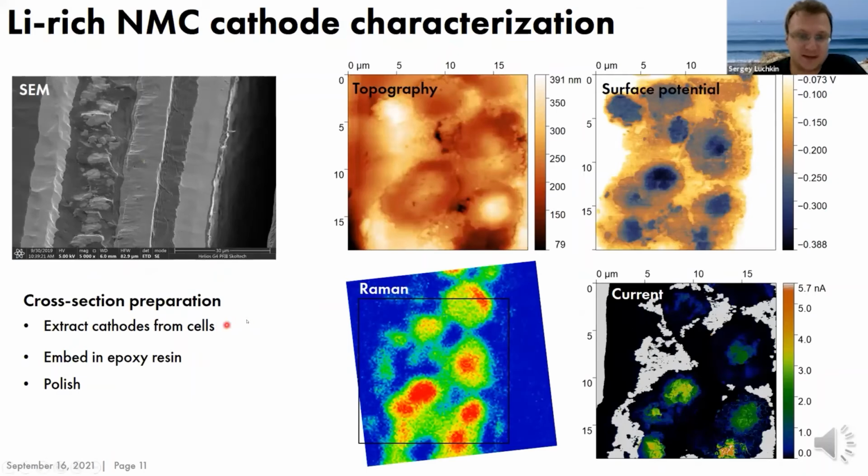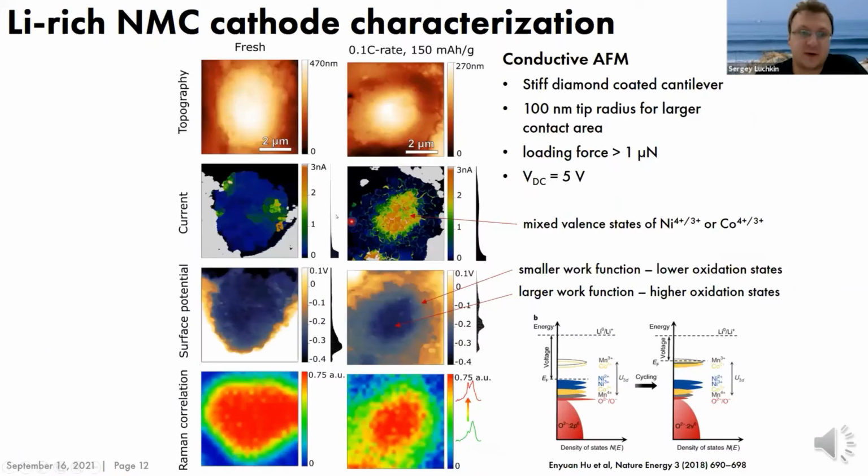So we disassembled these cells, extracted cathodes, washed them, embedded in epoxy and polished, prepared cross sections, and characterized them by atomic force microscopy and Raman microscopy. Here you can see examples of AFM topography, surface potential, conductive AFM, and the Raman chemical map, which correlate quite nicely. And here is a comparison of fresh and partially activated samples of overlithiated lithium-rich NMC.